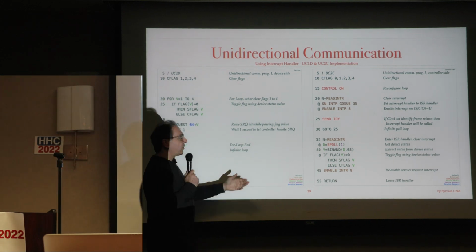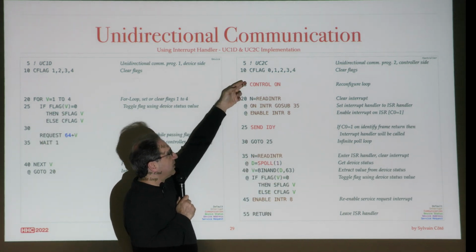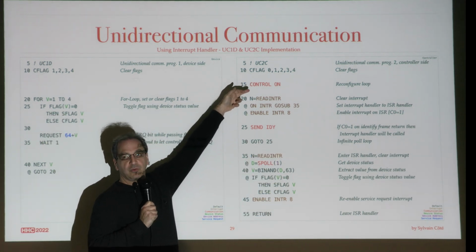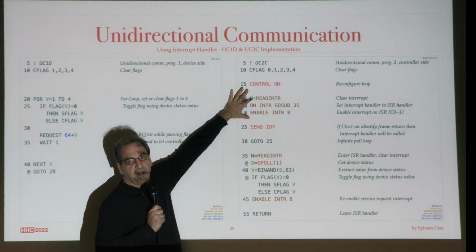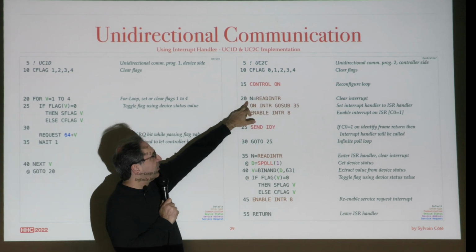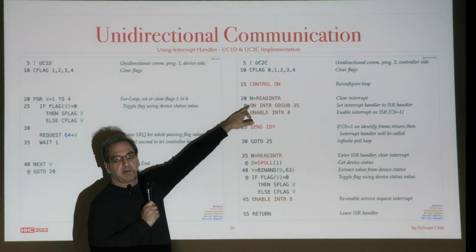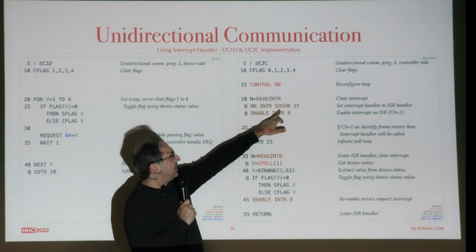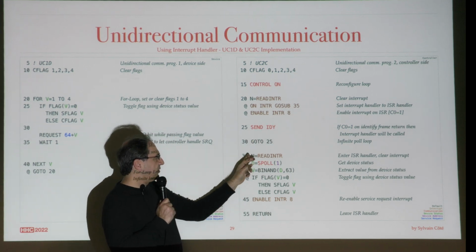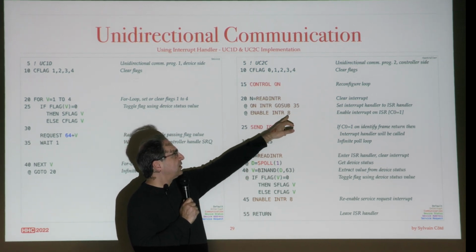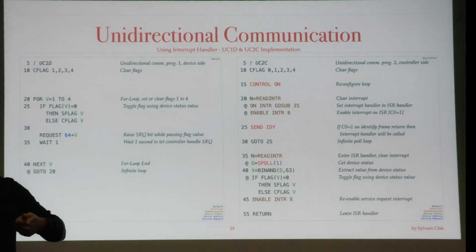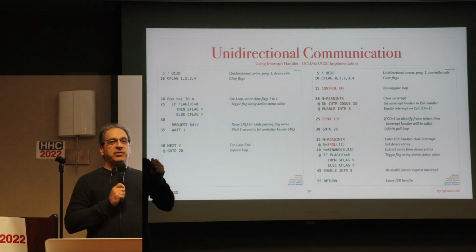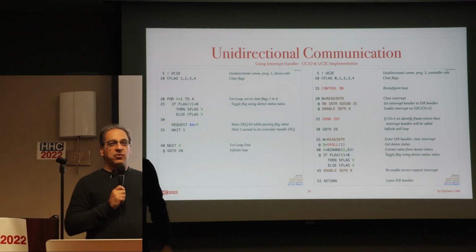On the controller side, I'm going to take control of the loop, then set up the interrupt handler. So I'm clearing the interrupt. If there's a pending one, I'm clearing it. I'm saying the interrupt handler is at line 35. It's here, and I'm enabling interrupt 8. That is the interrupt setup if I'm receiving a service request.